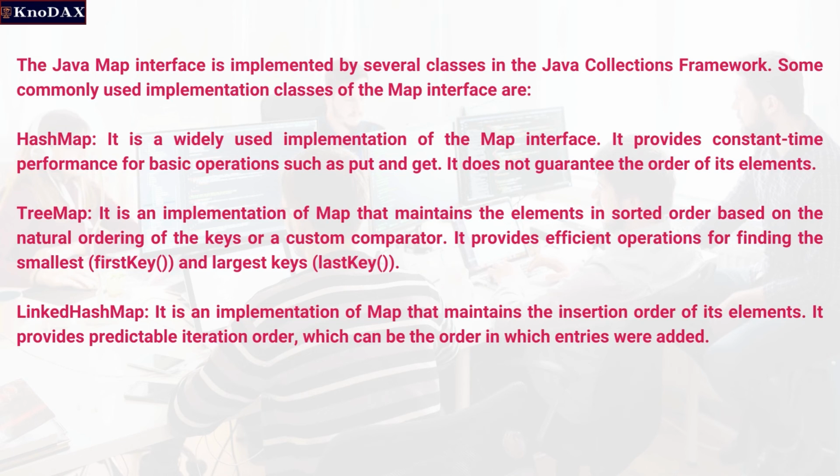TreeMap. It is an implementation of a map that maintains the elements in sorted order based on the natural ordering of the keys or a custom comparator. It provides efficient operations for finding the smallest and largest keys. LinkedHashMap. It is an implementation of a map that maintains the insertion order of its elements. It provides predictable iteration order, which can be the order in which entries were added.